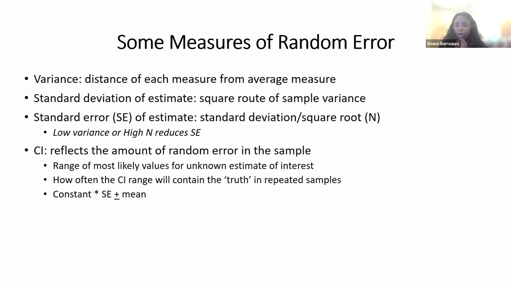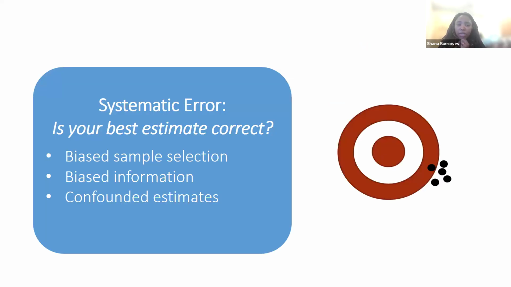So when we're thinking about random error, you're thinking about the variance of your estimate, your standard deviation, and your confidence intervals, because they reflect the range of values. We're going to get into how you use and interpret these measures of random error further into the presentation. So the next type of error is going to be systematic error.